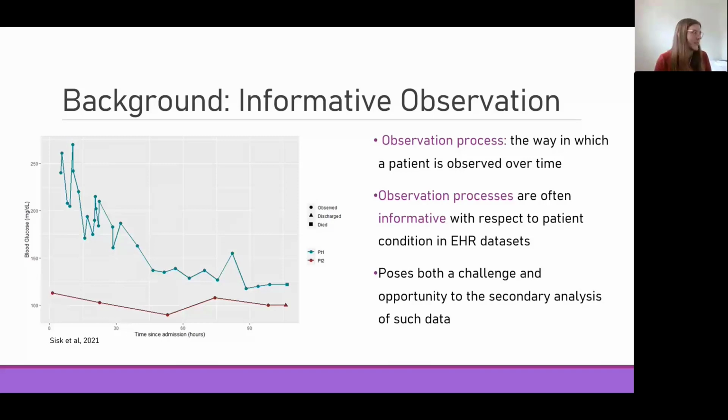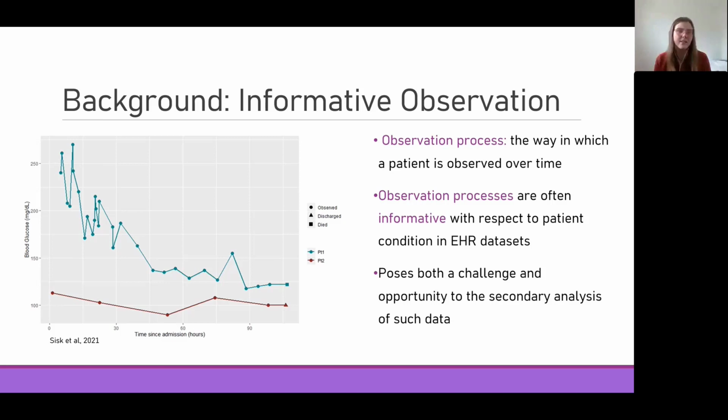And I've tried to illustrate this in the plot on the left of this slide. So what we're looking at here are two patient trajectories. This is real data pulled out of a critical care data set. We're looking at two patient trajectories of blood glucose. So patient one is this green line, patient two is this brown line. And what we can see is that patient one was observed quite intensely throughout their admission, and they were also quite unstable. Their blood glucose was quite unstable. It evened out towards the end, whereas patient two was relatively stable and observed far less frequently. So patient one actually died at the end of their admission, and patient two was discharged safely.